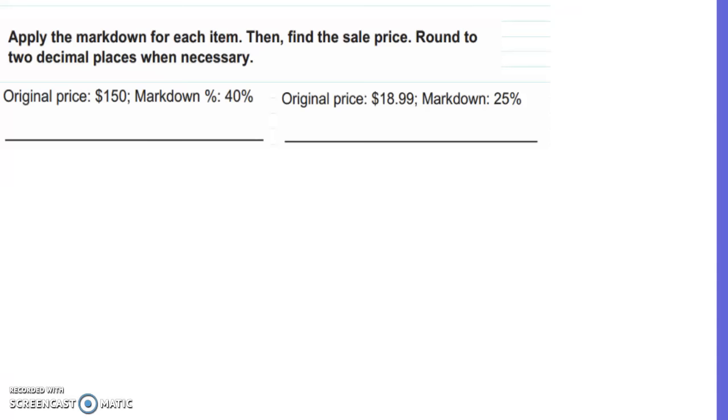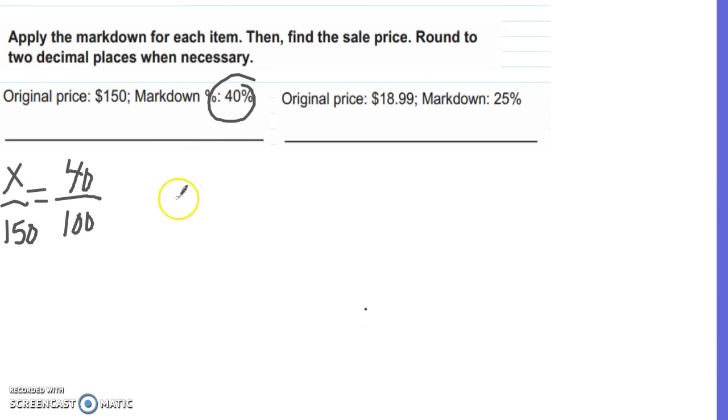Round to 2 decimal places when necessary. So the original price is $150. The markdown is 40%. Every percentage is out of 100. So we are going to say 40 out of 100. The original goes on the bottom. We're going to do the cross product rule. So 150 times 40. 4 times 0 is 0. 4 times 5 is 20. 4 times 1 is 4, plus 2 is 6.